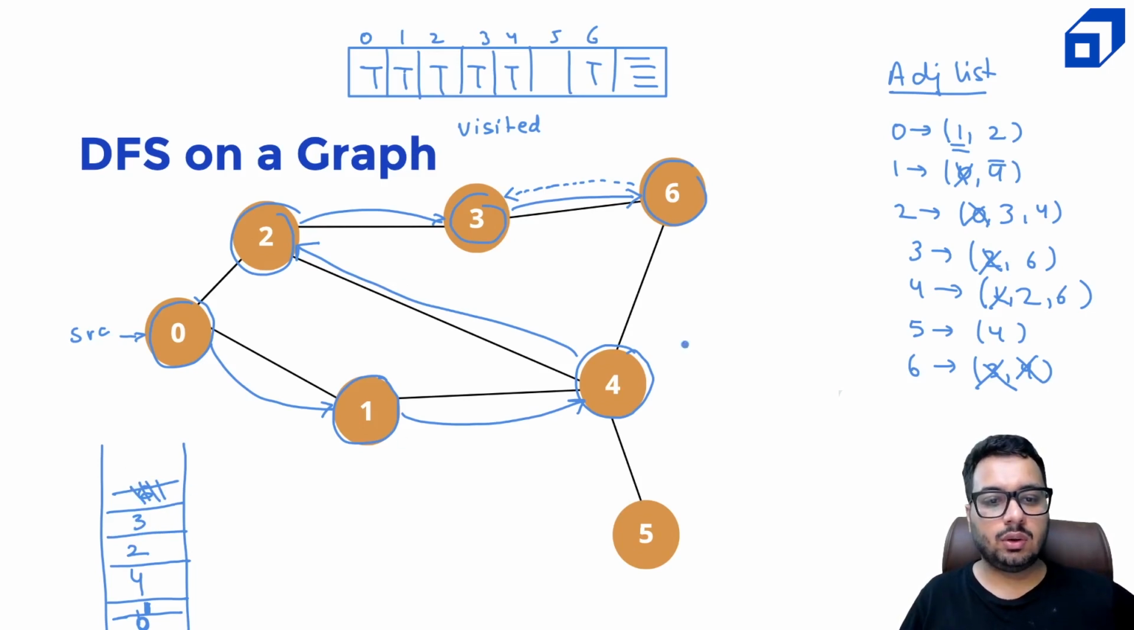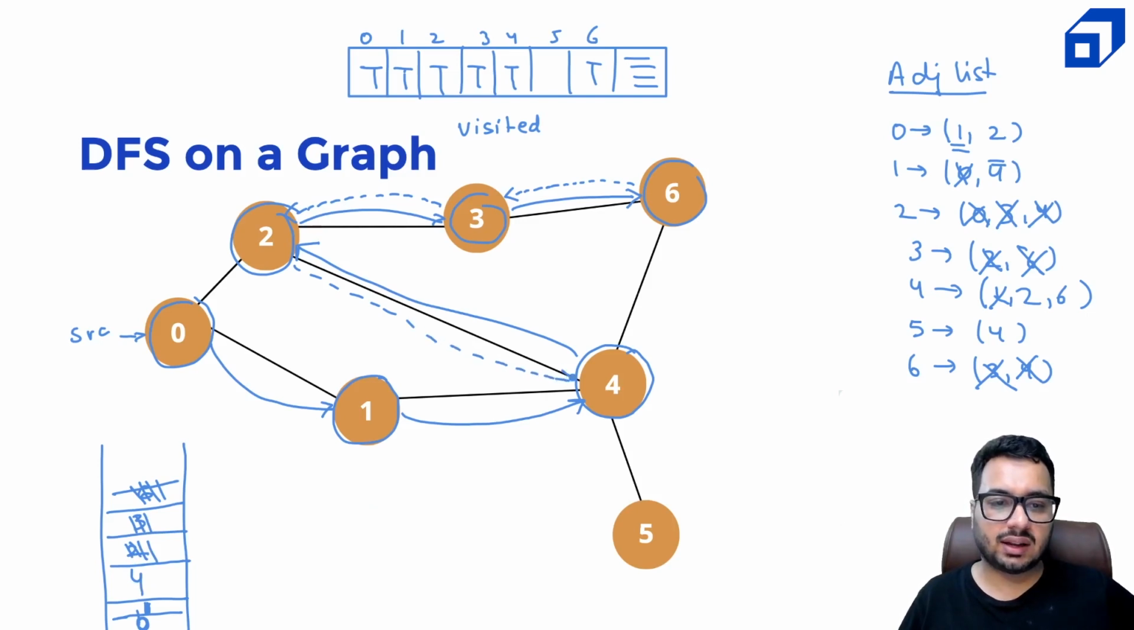Now at 3, I was running a loop, trying to traverse the neighbors, and I already explored 6. So this is over. From 3, I cannot go anywhere else. This list is over, so I will just go back. I will backtrack. I will come back at 2. At 2, I went to 3. 3 is visited. Can I go to 4? 4 is also visited. So 2's neighbors have been visited, so let's just go back from 2 to the previous node. Before 2, I came from 4, so I come back at 4.